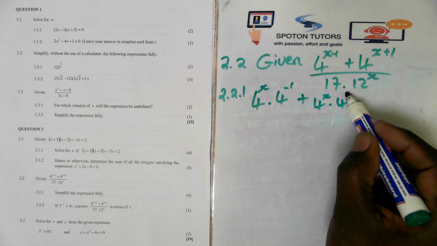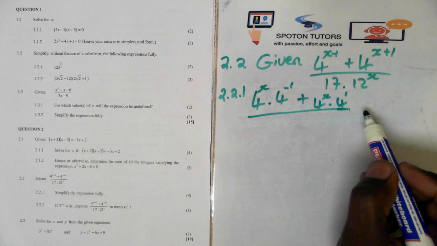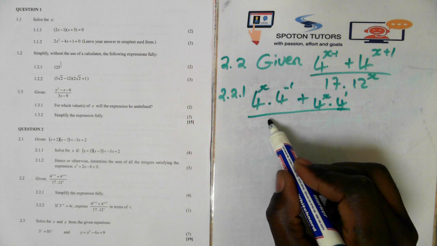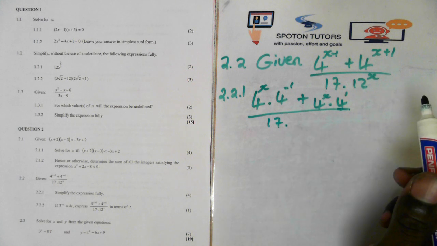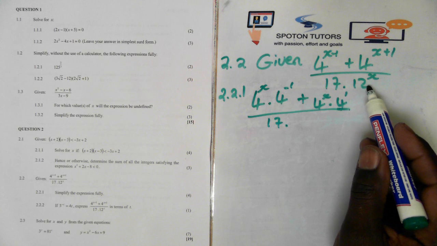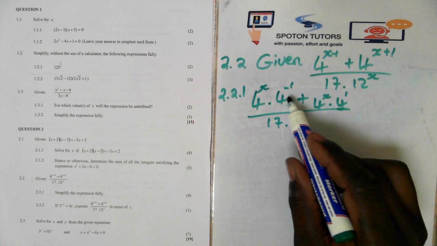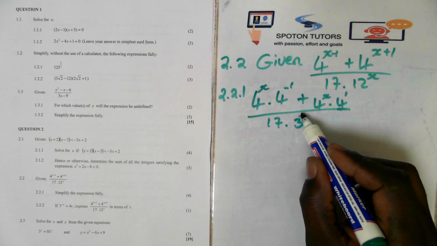All over 17 times. Now let's understand that 12 to the power x can be split into multiples, which will eliminate one of the numerators, and that is 3 to the power x.